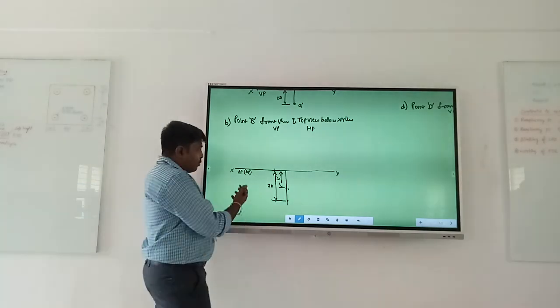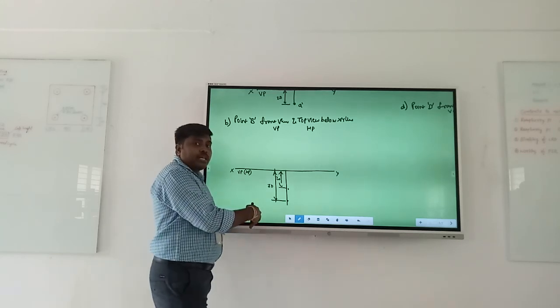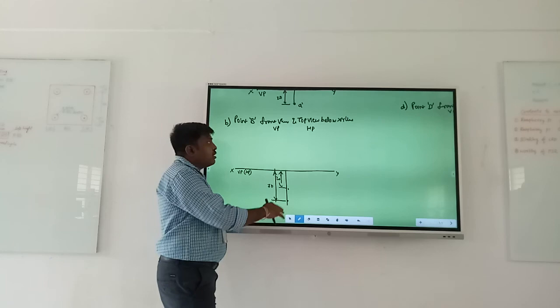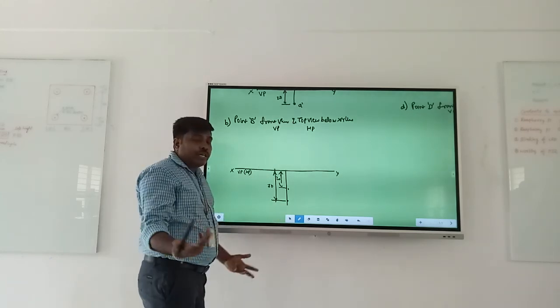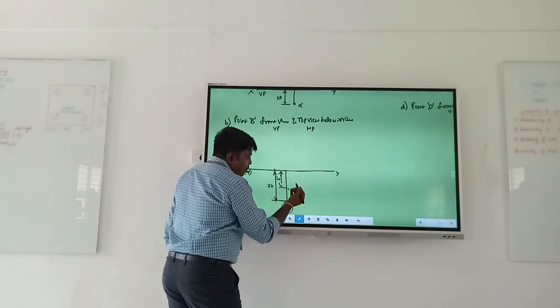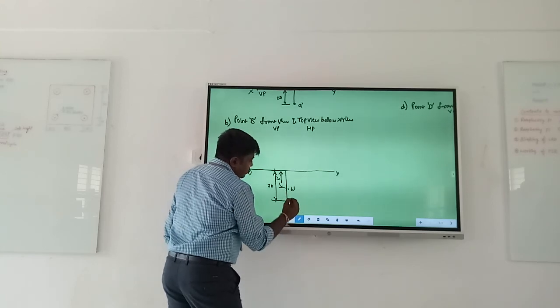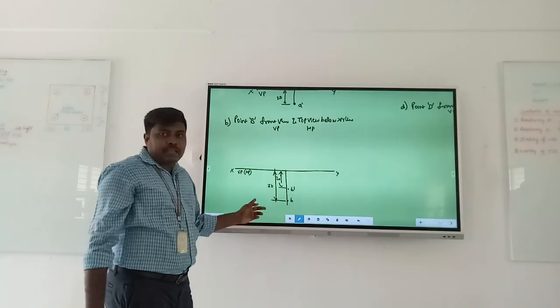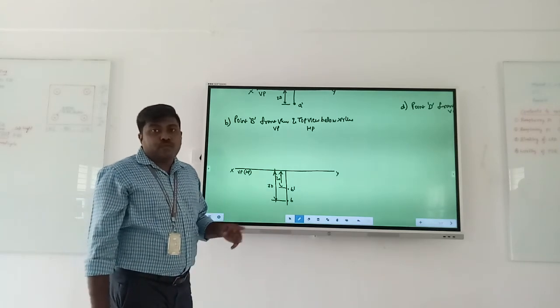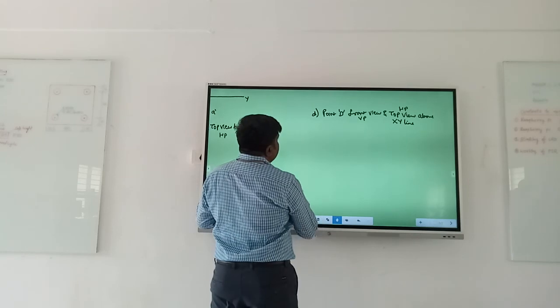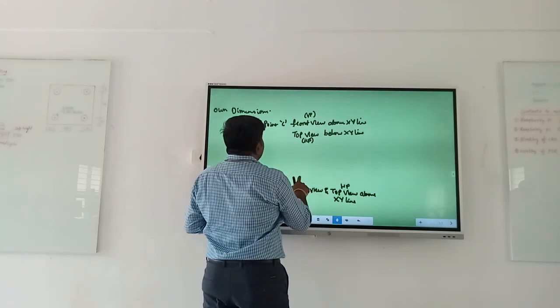There is no rule for dash and without dash here, because VP and HP both are below the line itself. So B dash and B both will come below XY line. Since it's telling you take your own dimension, you can name either with dash or without dash. For example, I'll take this as B dash and this as B. And here I should write the point B belongs to fourth quadrant.